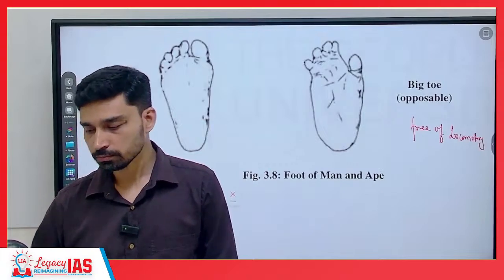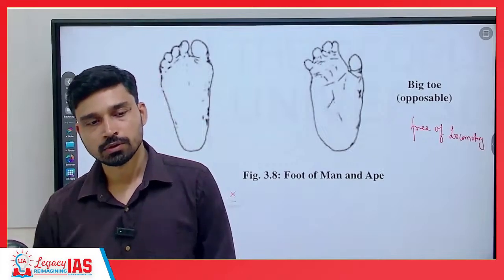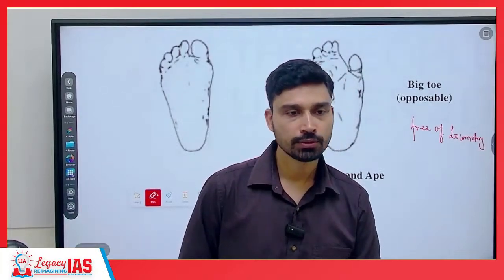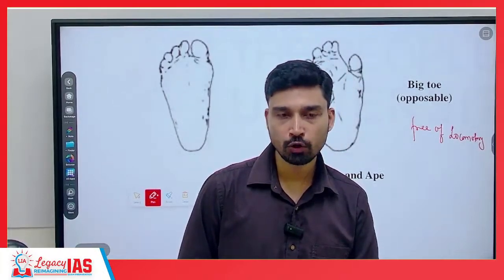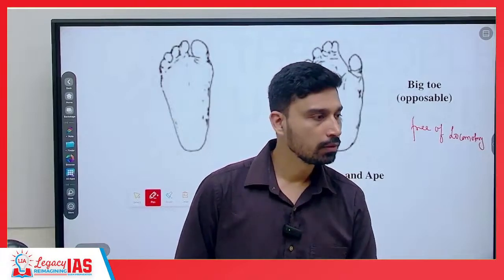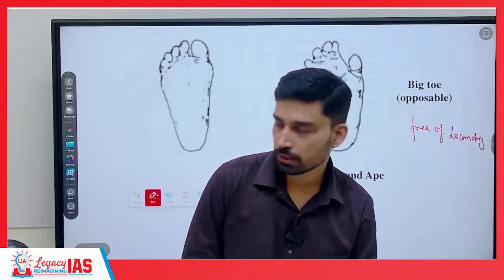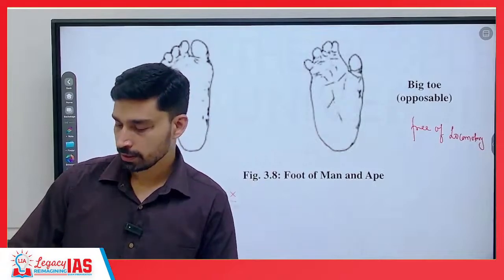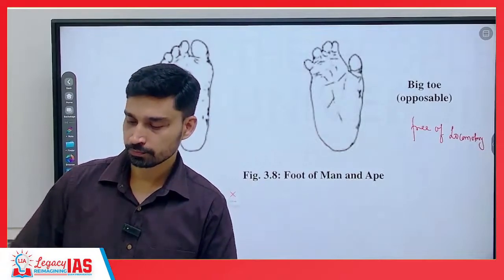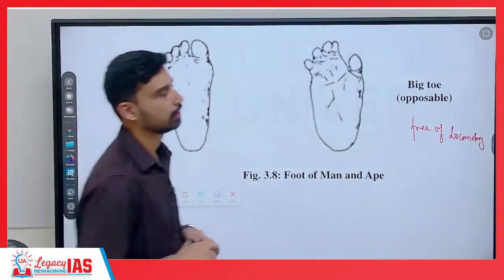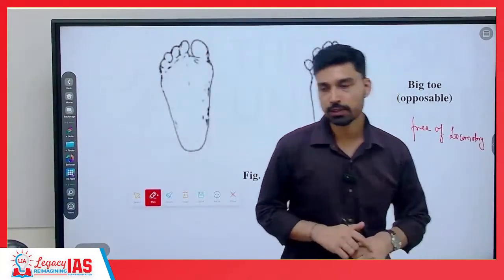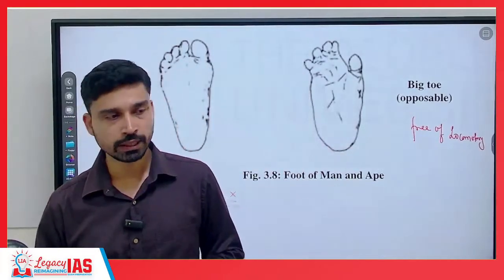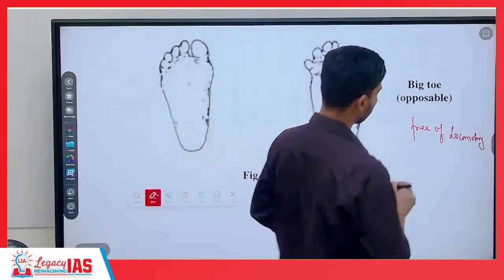Thus the degree of movement of thumb in humans is more than apes. Degree of movement of thumb is greater in humans as compared to apes. Okay, how is the degree of movement more?